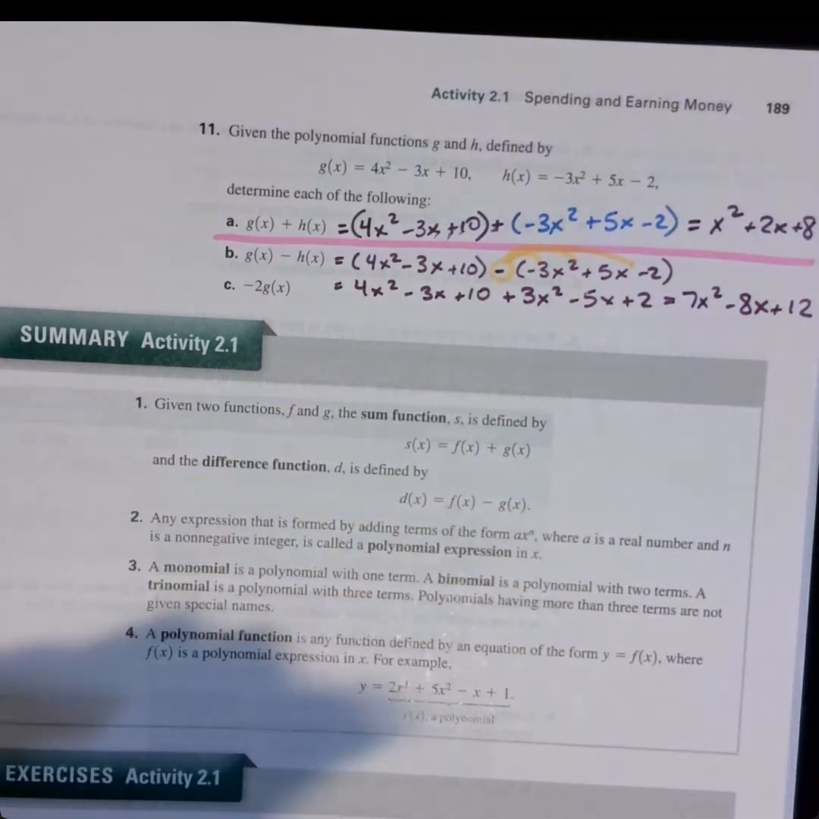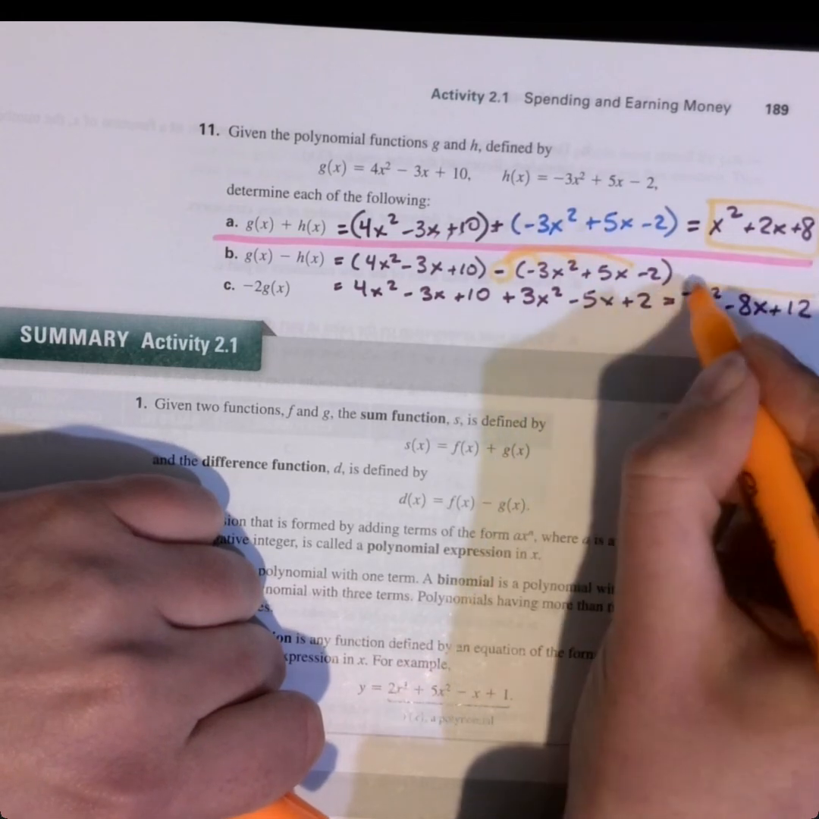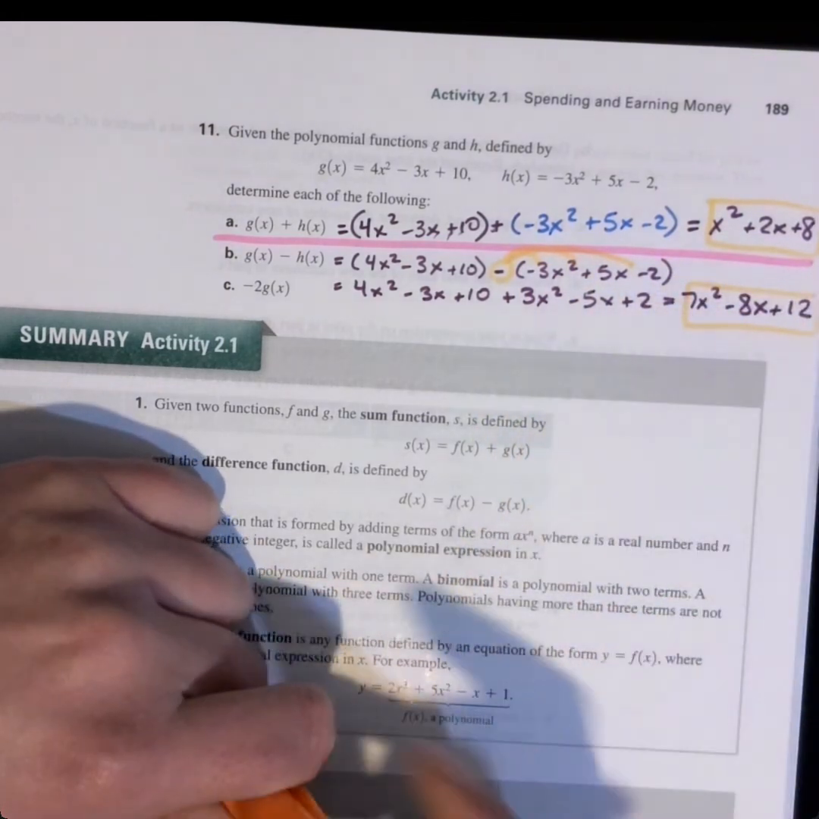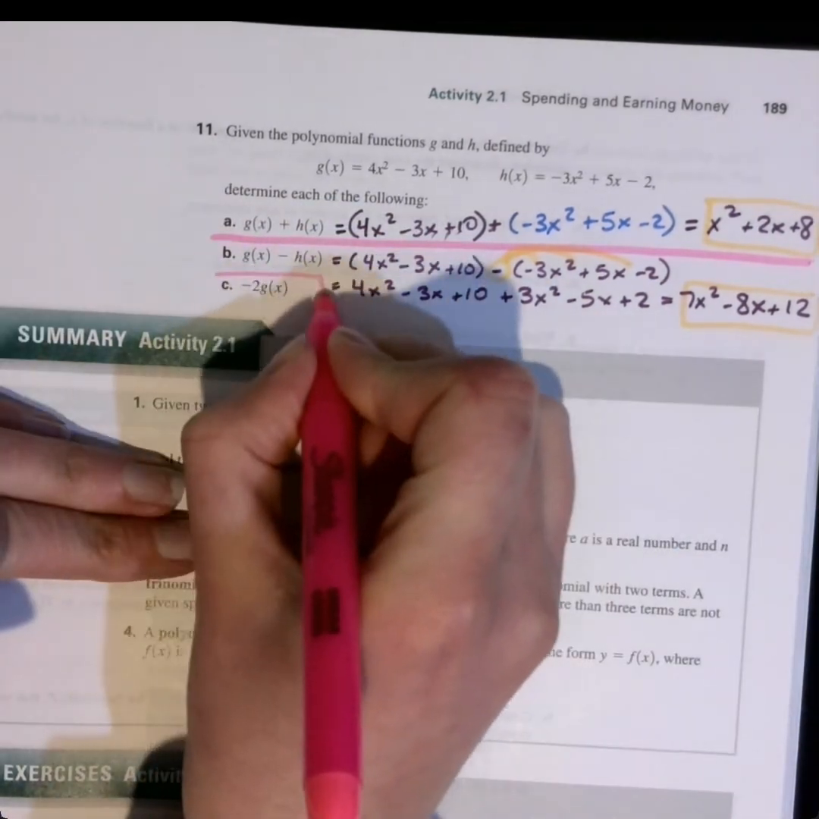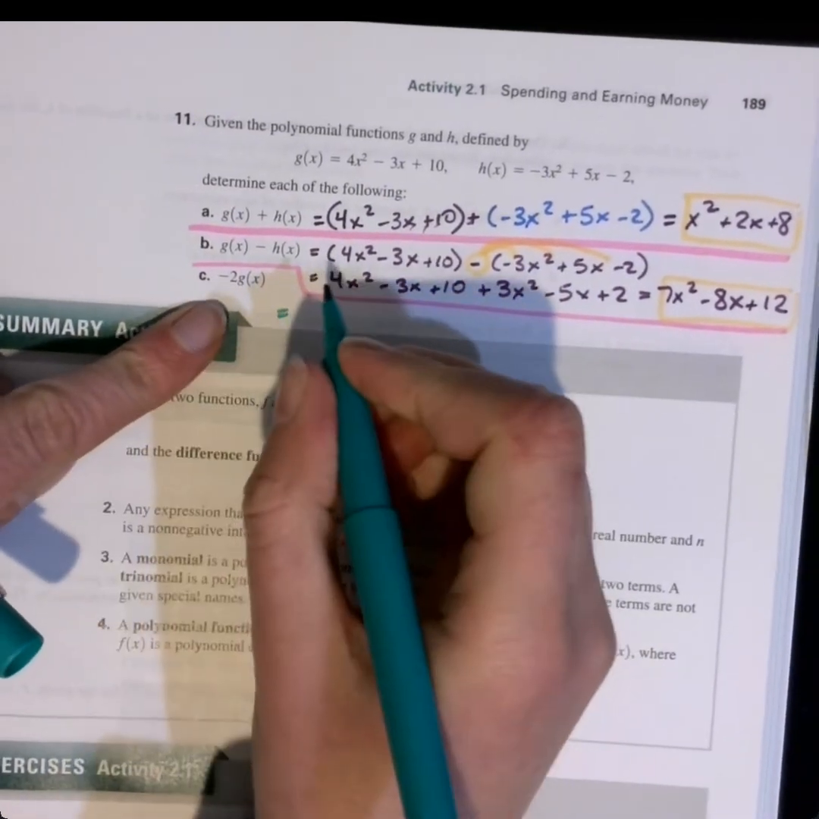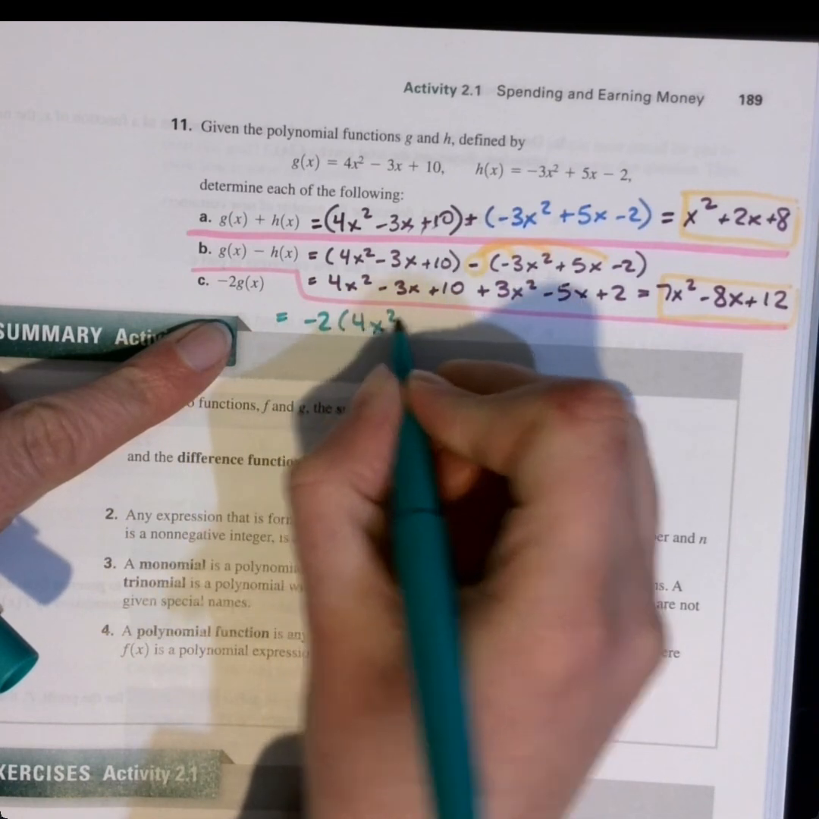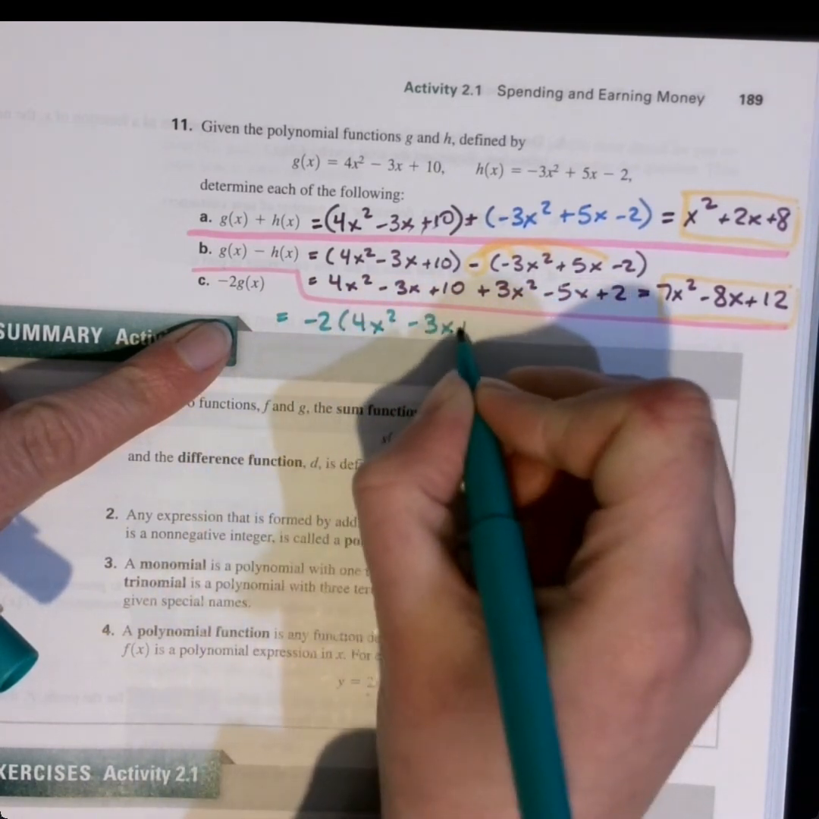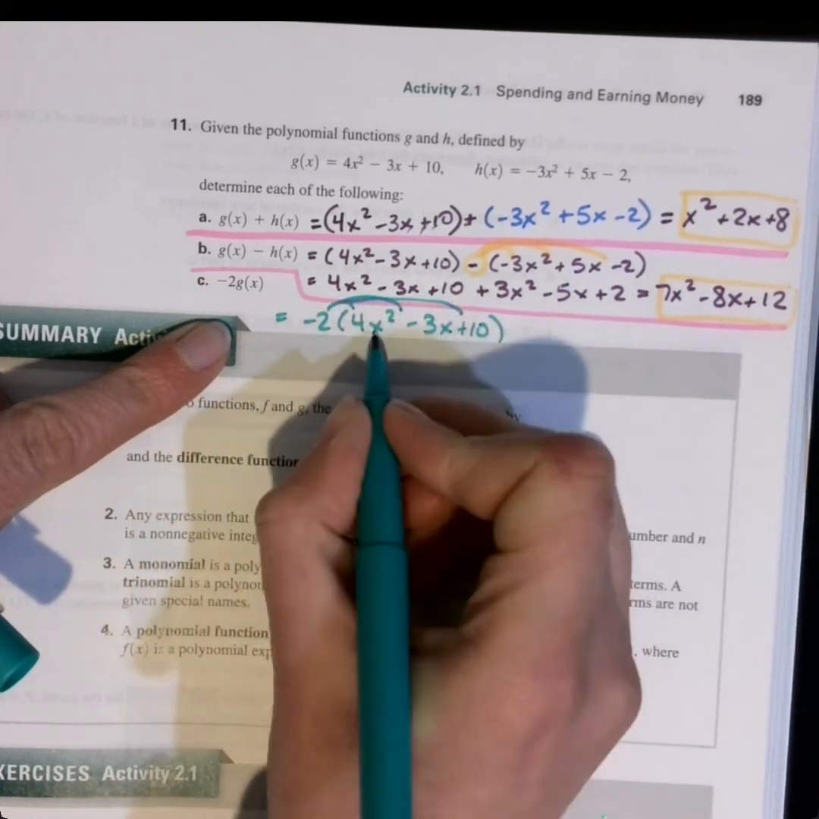So our answers, again, I'll just circle the answers here at the end for the addition and for the subtraction. Okay. All right, and then I'm going to underline there to say that one's now finished, and we're going to go to the last one, which is our product. This is negative 2 times the g of x function. So negative 2 times g of x, so that's 4x squared minus 3x plus 10. And again, that negative 2 is going to distribute into all three terms.